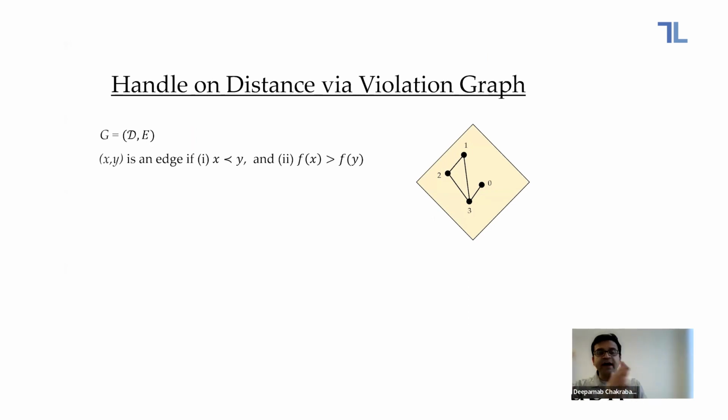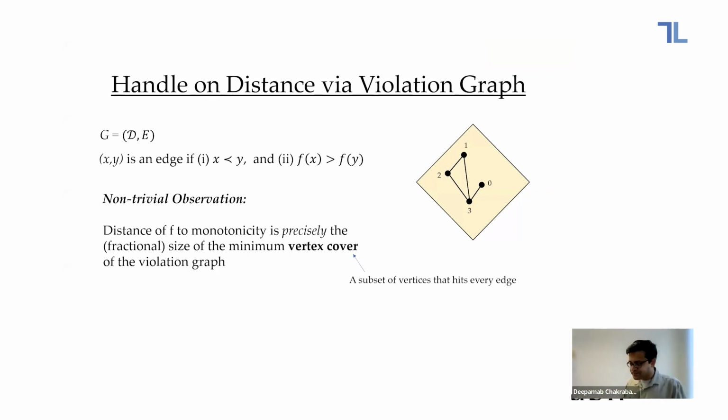So given f, I have a violation graph, so this graph should be parameterized by f. And now here is the non-trivial observation: the distance of f to monotonicity is precisely the size of the vertex cover of this violation graph divided by the whole domain size. When I say fractional, I mean divided by the domain size, not a fractional vertex cover. So distance to monotonicity is precisely the minimum size vertex cover divided by the size of the domain.